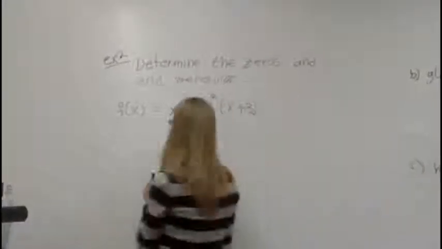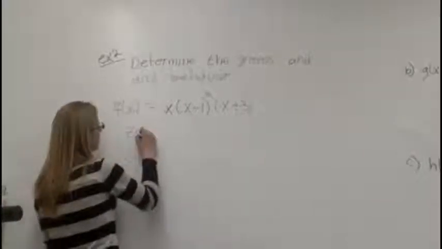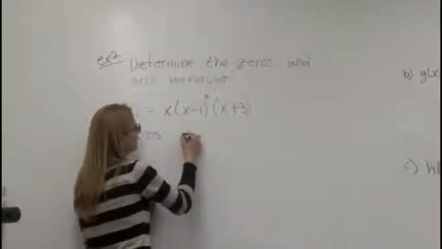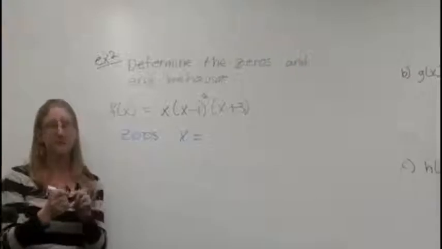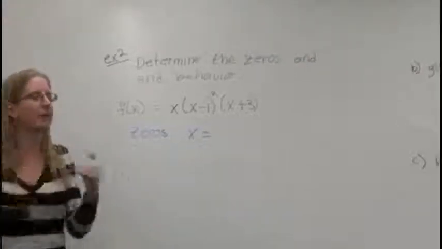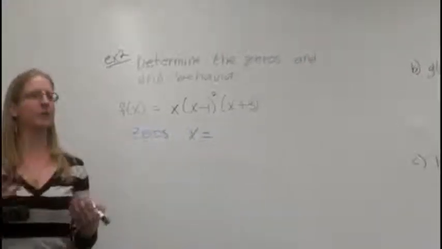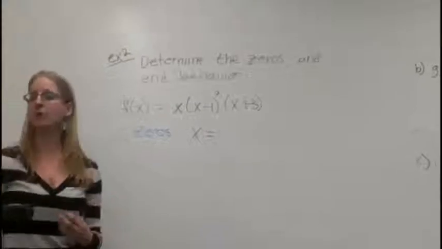So in this case, what are my zeros? And I'm just going to list them out. And what I'm going to do is call them x equals, and I always do that simply to remind me that they're x values, not y values. Because that can sometimes be confusing. So I want to make sure we keep those separated.